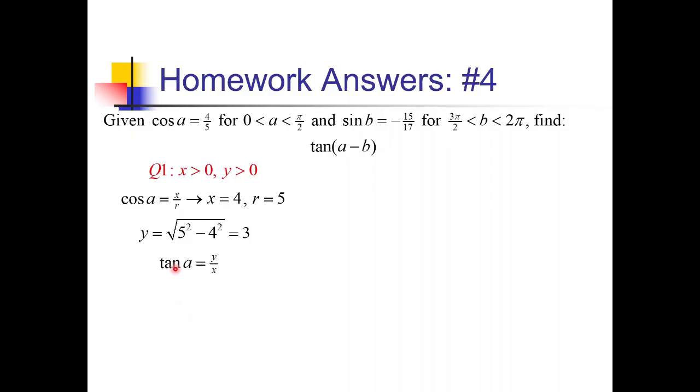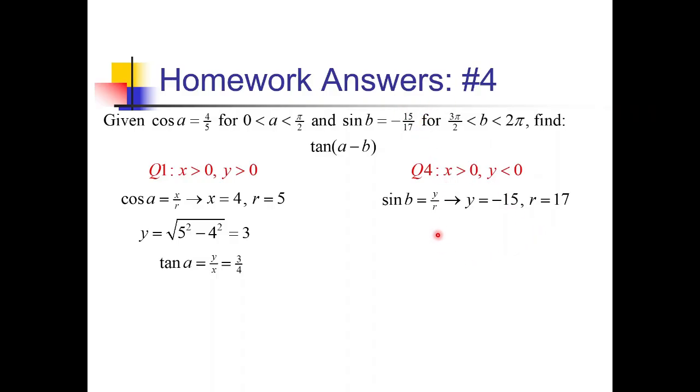So the tangent of a then is going to be 3 over the x value 4. So that's one missing piece. Let's get the other one. We know that in quadrant 4, which is what 3 pi over 2 to 2 pi is, that's 270 to 360, we know that x values are positive, but y's are negative there because you're below the x-axis. So we've got sine, that's y over r. Since y's are negative, that means we have a negative 15 over a positive 17.